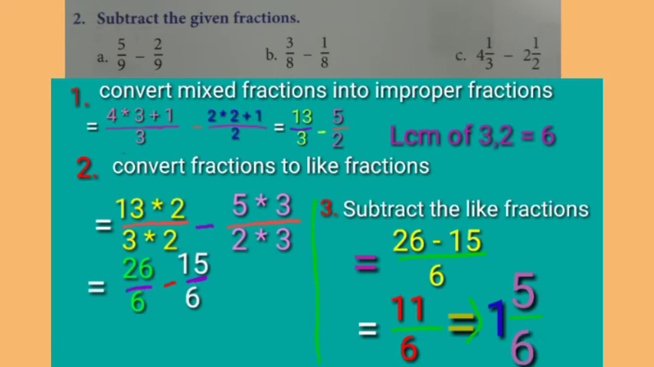Step 2. Convert the fractions to like fractions, that is 13 into 2 by 3 into 2 minus 5 into 3 by 2 into 3, which equals 26 by 6 minus 15 by 6. Step 3. Subtract the like fractions, that is 26 minus 15 by 6, which equals 11 by 6. Its mixed fraction is 1 5 by 6.